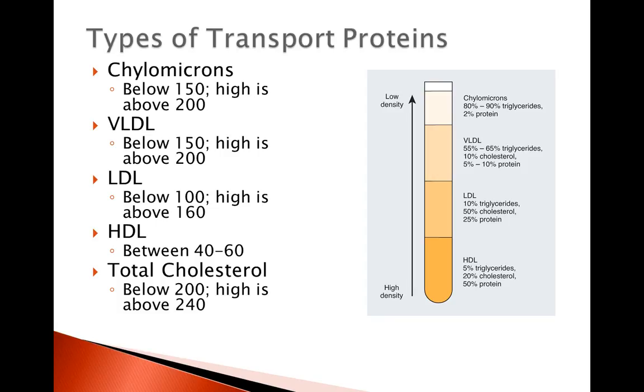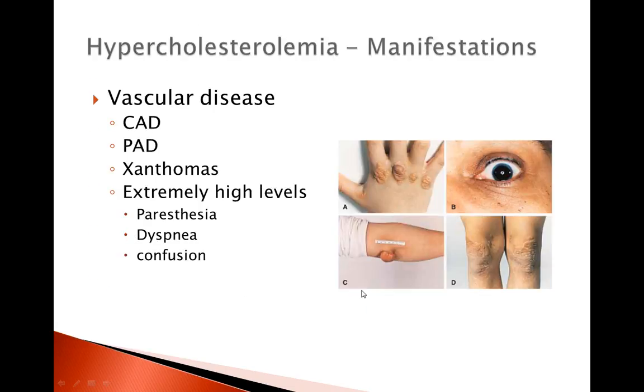Okay? And I didn't mention it, but it is on here. The desired level for the HDLs is between 40 and 60. That's probably your desired level. A little higher is not necessarily always better. Okay? All right.